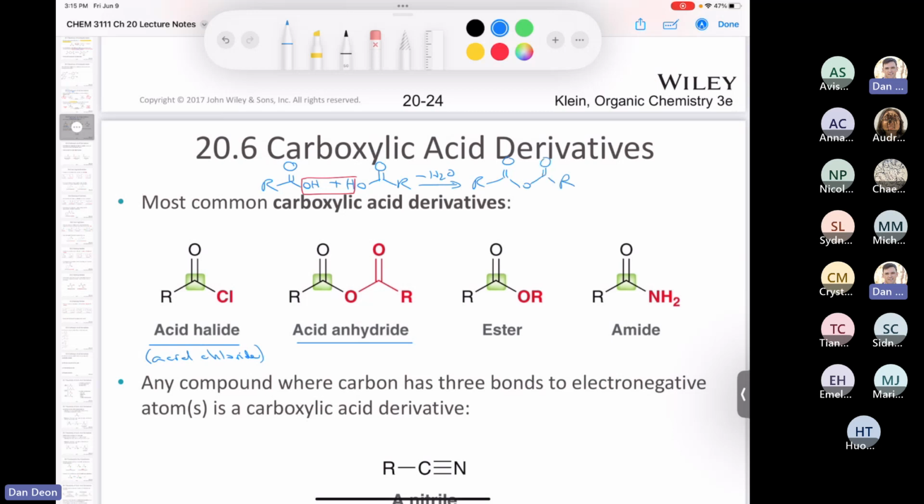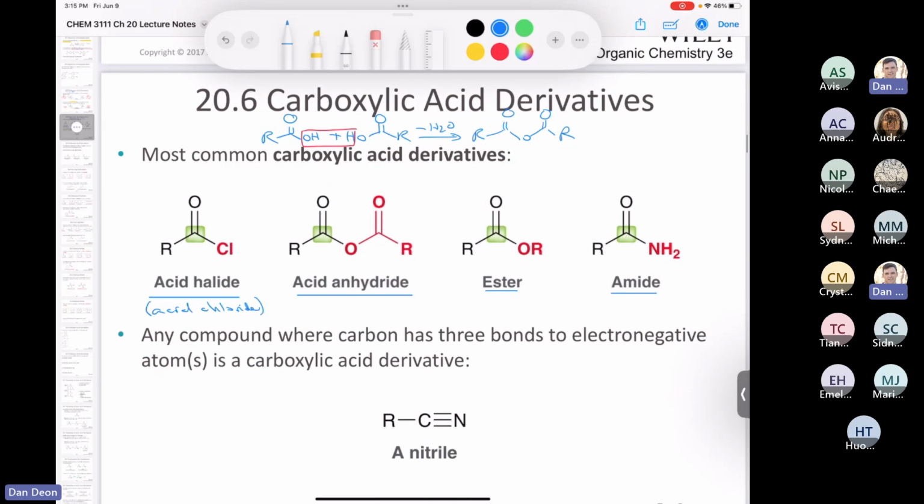So an anhydride, then an ester. I know you all know what an ester is, and an amide. I know you know that too. Even a nitrile, right? A nitrile has 1, 2, 3 bonds to a nitrogen, which is more electronegative than carbon, and therefore it's considered a carboxylic acid derivative. So acid halides, acid anhydrides, esters, amides, and nitriles, and we are going to cover the nomenclature of all of them. All right, every single one of these.